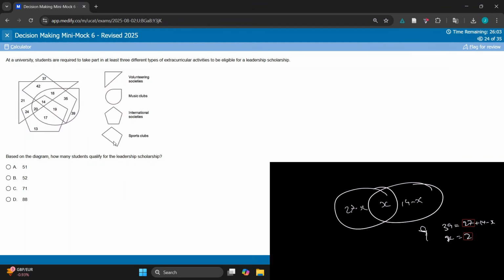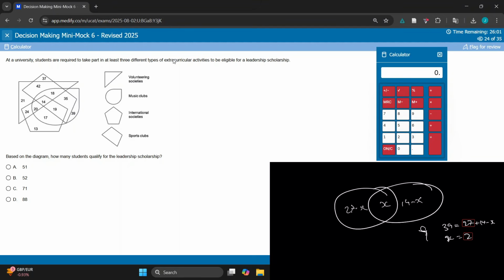How many students qualify for the leadership scholarship? So 3 different types of extracurricular activities. So that's going to be 18 plus 14 plus 20, I believe, plus 19. Does the 24 include it? Oh no, it can't be. So yeah, let's go 71.